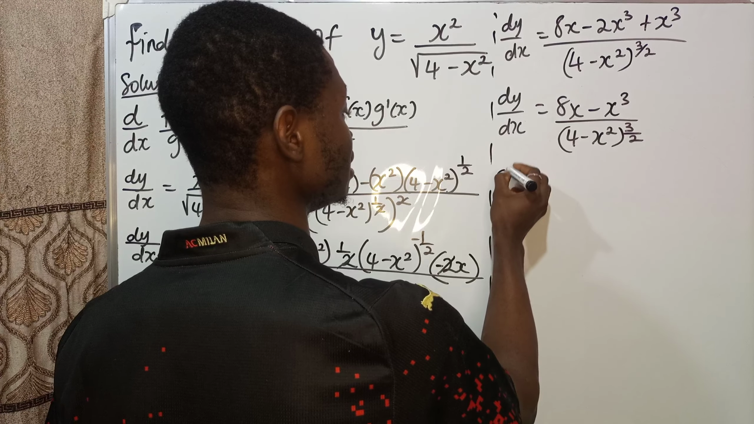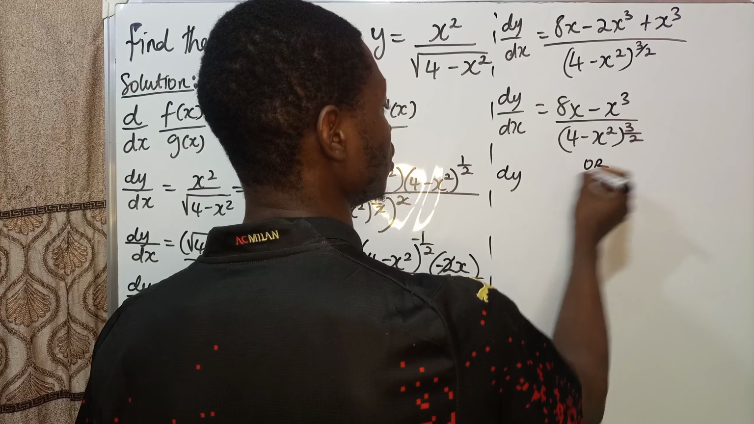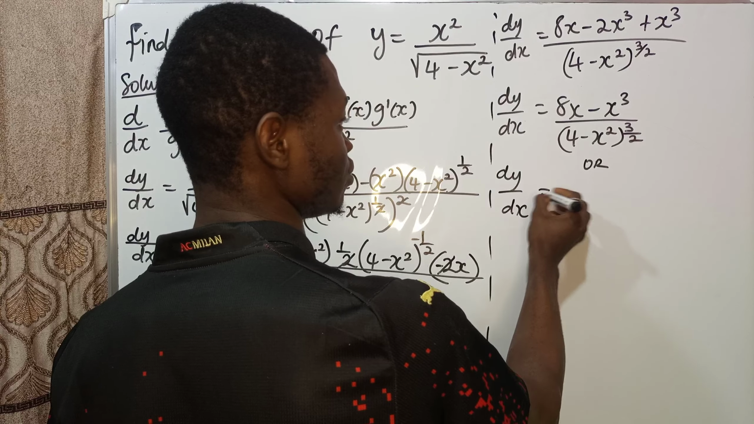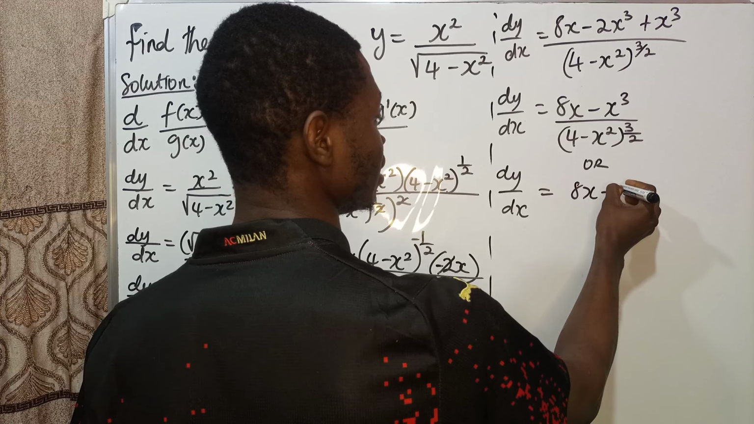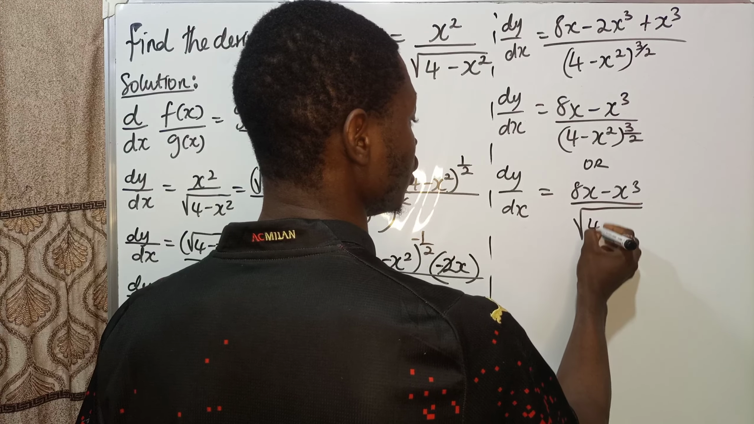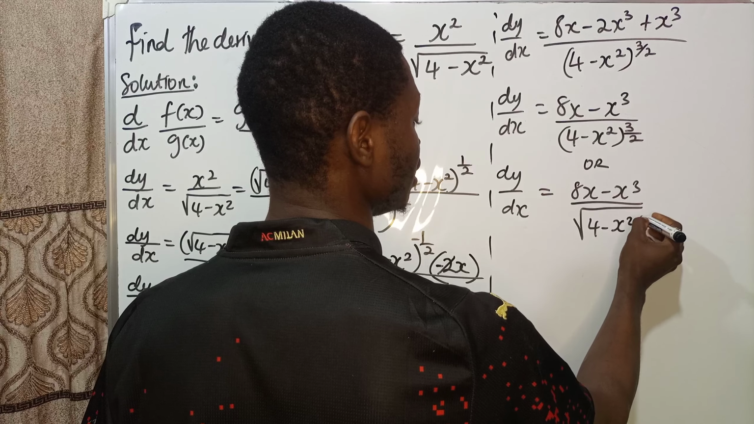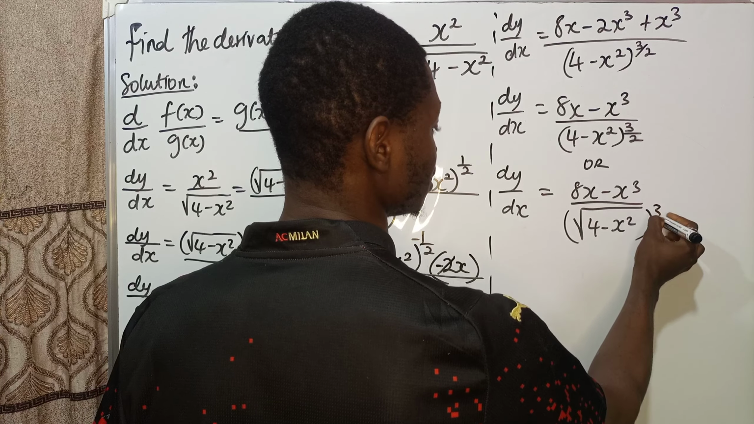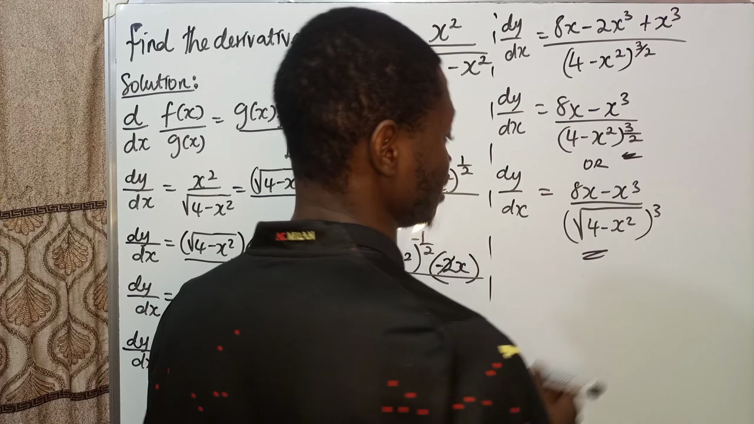You can still say dy over dx equals 8x minus x cubed all over the square root of 4 minus x squared, to the power of 3. Both of them are still your answer.